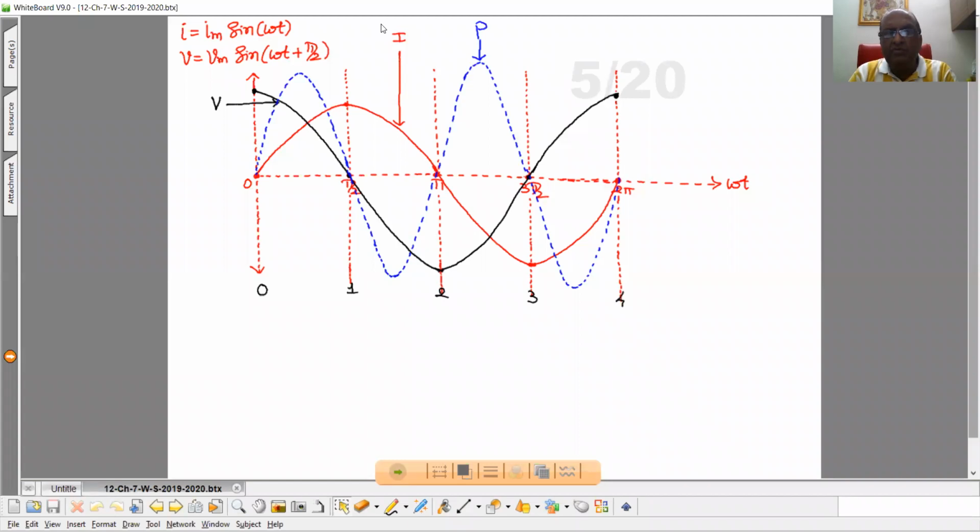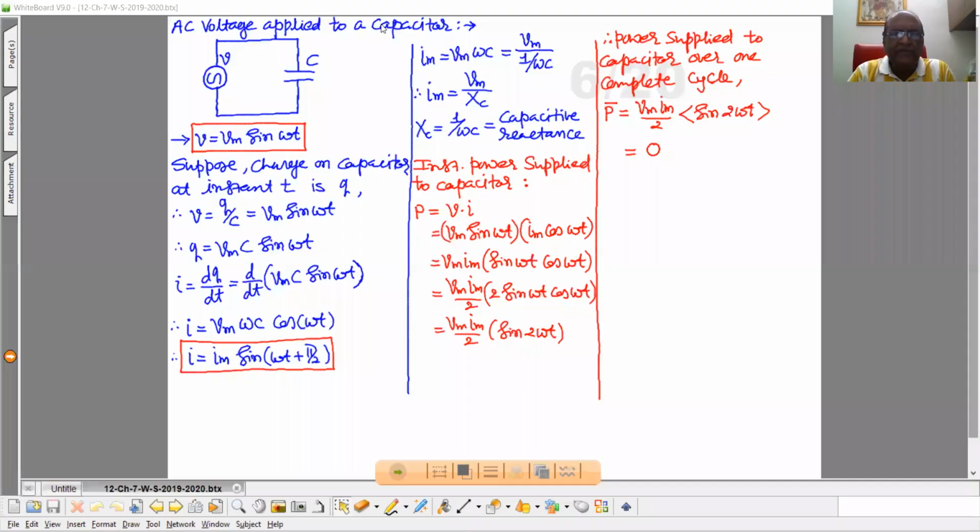So if you want to minimize the power loss and you want to control the AC voltage, applied to a capacitor. Now AC supply voltage is connected with the capacitor as shown in the figure. AC supply voltage, that is Vm sin omega t.